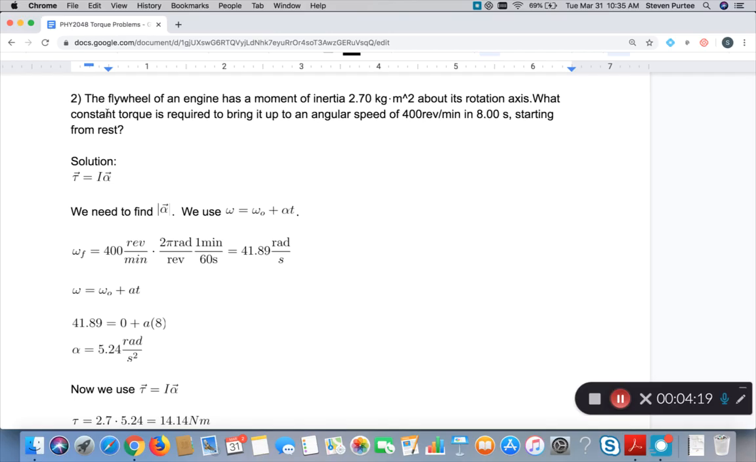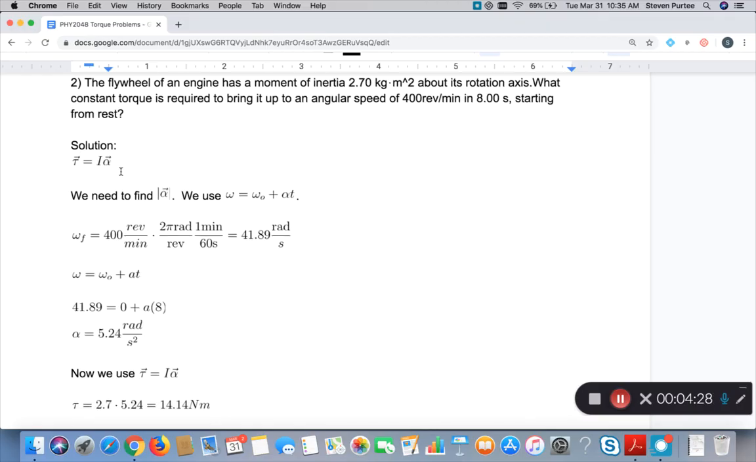So we've got this thing rotating. We want to know what constant torque is required to get it up to some speed. So we're going to use Newton's second law for rotational motion. The sum of the torques is I times the angular acceleration. First thing we have to find here is our angular acceleration. We have a constant torque, so we have constant acceleration. With constant acceleration, we can use our equations of motion. You should have those in your notes. So we use omega equals omega naught plus alpha t.